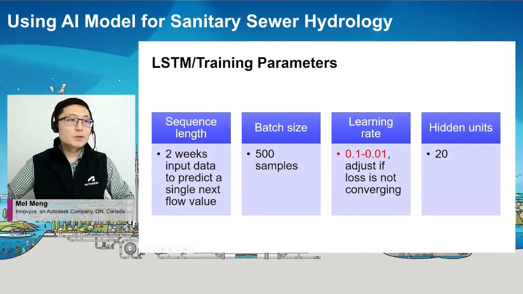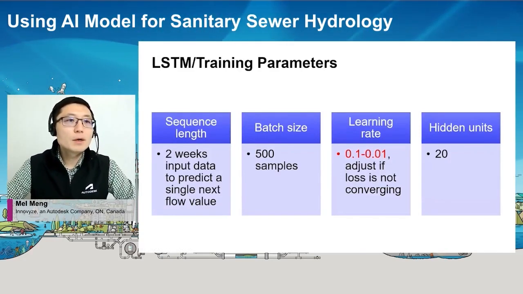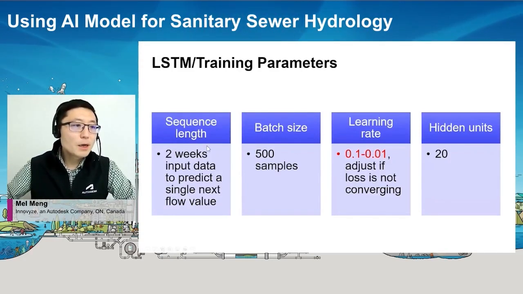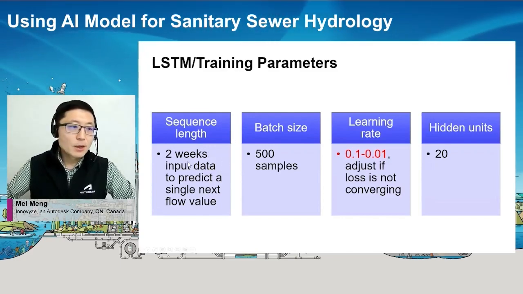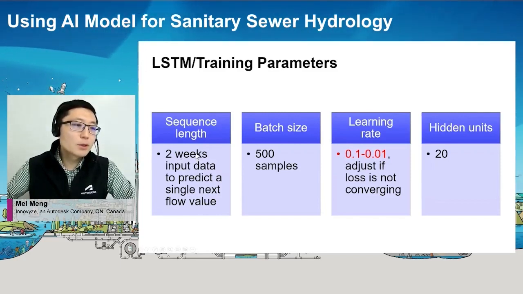Okay, so here is the LSTM and training parameters. For me, I use a sequence of 2 weeks of input data. In the previous slide, I showed you use 1 week, so I didn't change this too much. It's kind of a little bit random. I tried different lookbacks, and if I do anything beyond 2 weeks, my video card doesn't have enough memory. So I just say, hey, I'll use as much as I can, and it gives me good results.